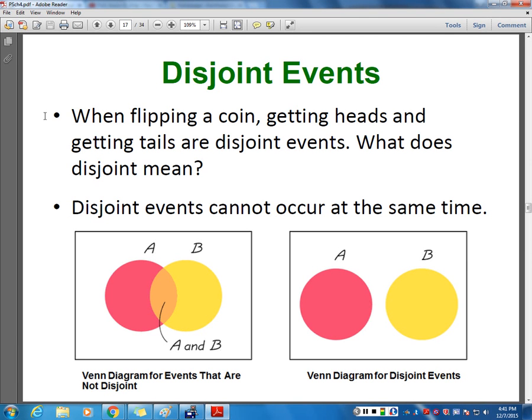On the left is the Venn diagram for events that are not disjoint. You have event A and event B, and then event A and B can overlap. The Venn diagram for disjoint events on the right, event A and event B do not overlap, cannot happen at the same time. They are disjoint. So instead of a joint effort, where you work together with someone, disjoint, they are separate.